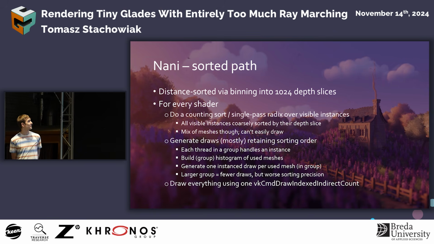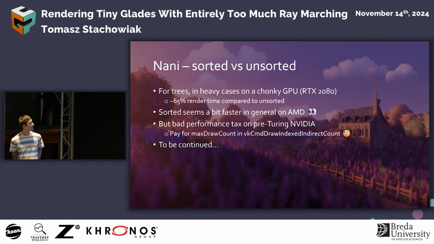And then it also means that, just like with the previous scheme, we can draw essentially everything using a single, in this case, draw index indirect count, which means on the CPU side, it is still very cheap. And in terms of the win this gets us, for the sort approach for the trees on the chunky GPU, it's roughly 65% of the render time compared to the unsorted.